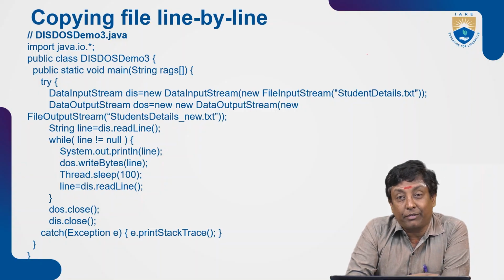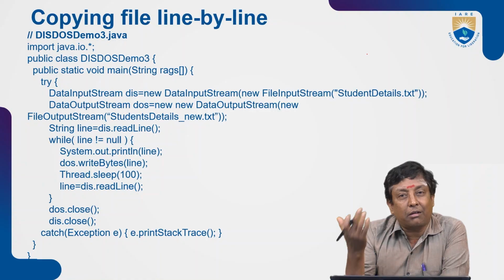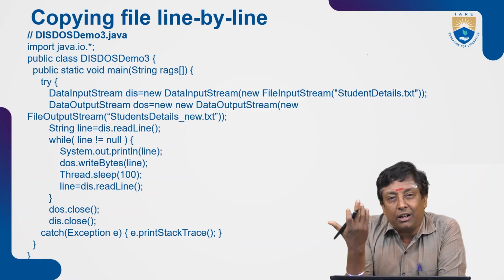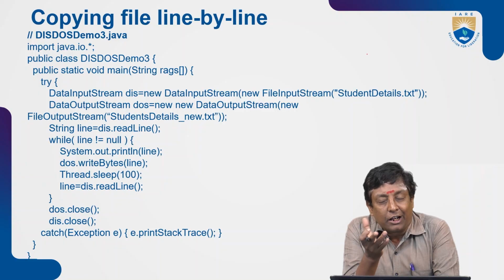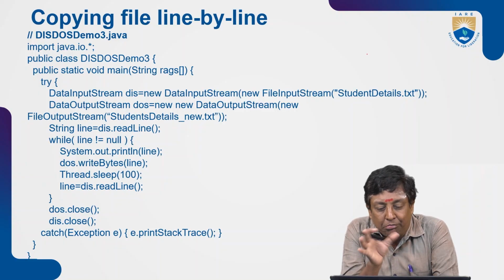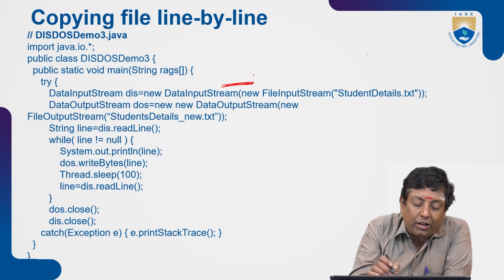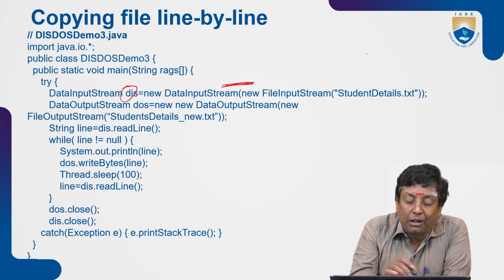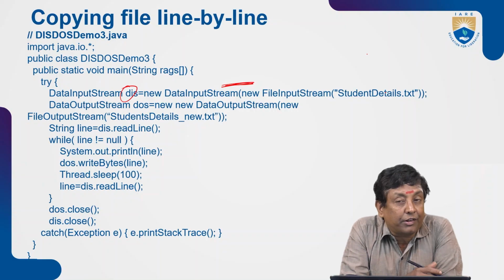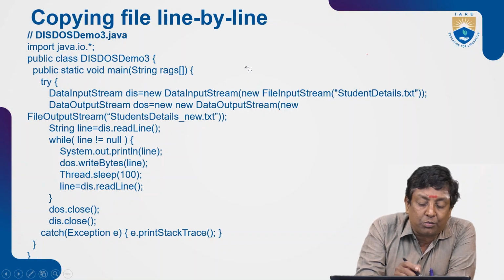Similarly, FileInputStream can read data from the file, but it can only read byte by byte. It cannot read long by long, int by int, float by float, double by double, or line by line. That is why we are combining the features of both FileInputStream and DataInputStream into one single object. Now, DataInputStream points to FileInputStream, which points to the file name. Similarly, we created one DataOutputStream and FileOutputStream also.